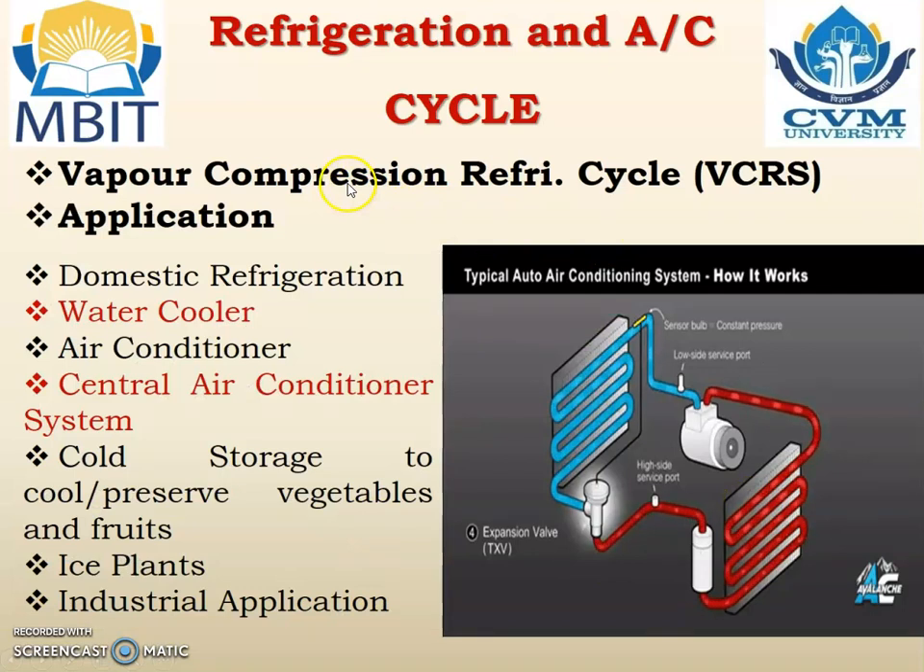Application of the vapor compression refrigeration system. It is utilized in domestic refrigeration. So whatever domestic fridge is there, it works on the VCRS system. Water cooler, air conditioning system, central air conditioning system, cold storage to preserve vegetables and fruits, ice plants, all these work on the VCRS system. Similarly, some industrial applications require a centralized air conditioning system, such as the manufacture of vaccines, the corona vaccine nowadays.